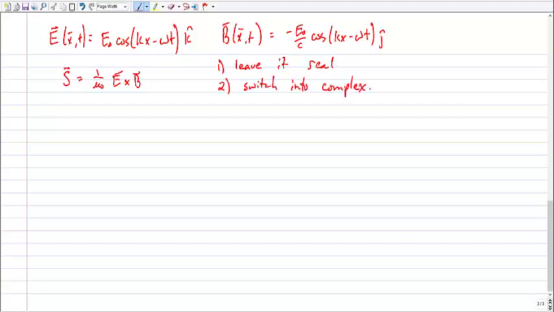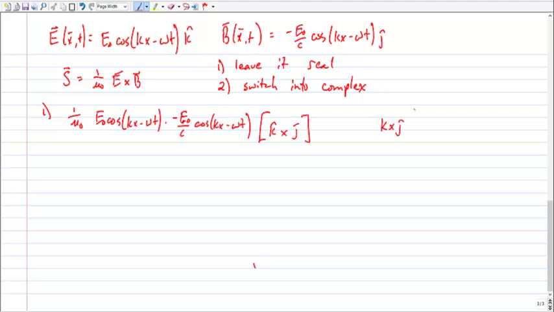But switching into complex is perhaps not such a good idea because a cross product is a non-linear operation. It's taking one field and multiplying it by another field, more or less. And so it's going to break stuff if you do it that way. Let's see what happens if you just leave it real.